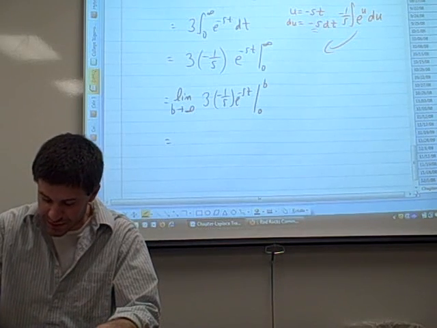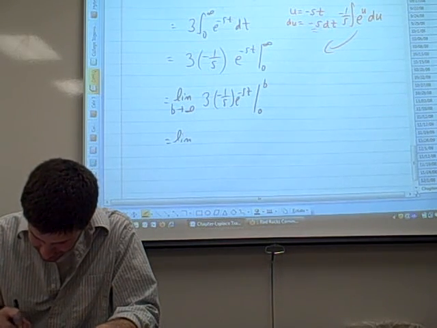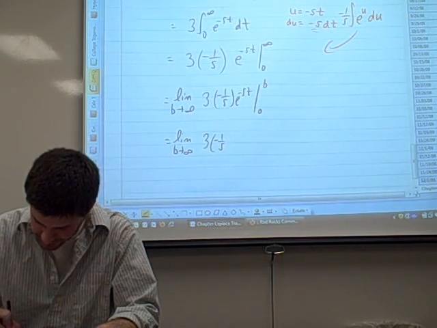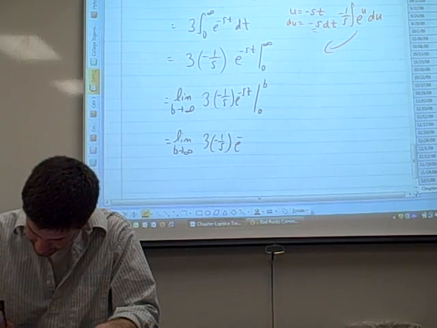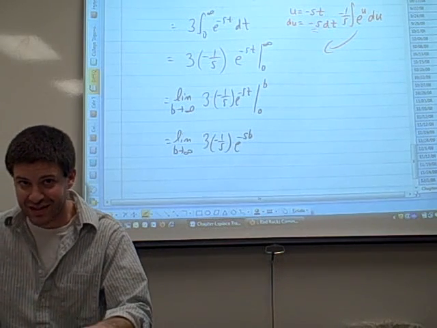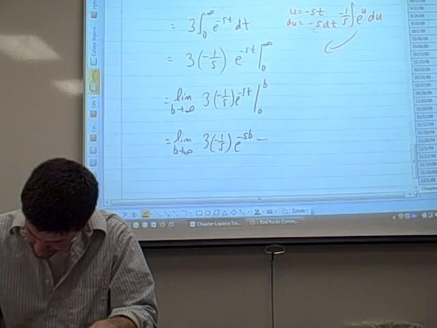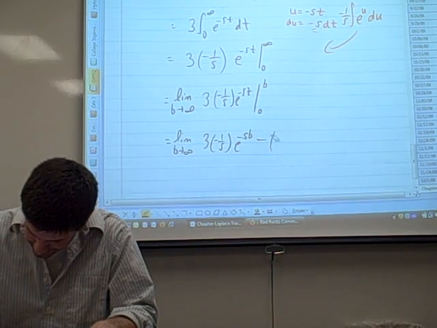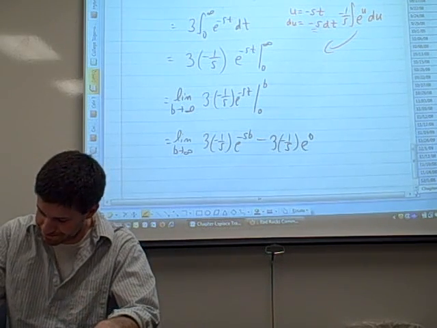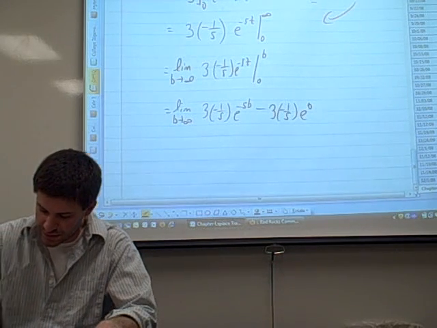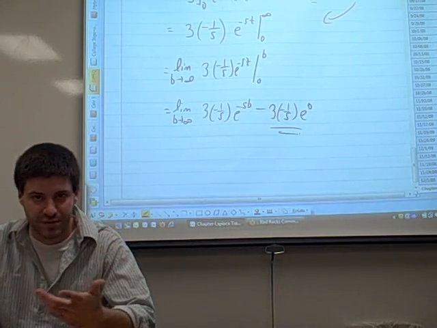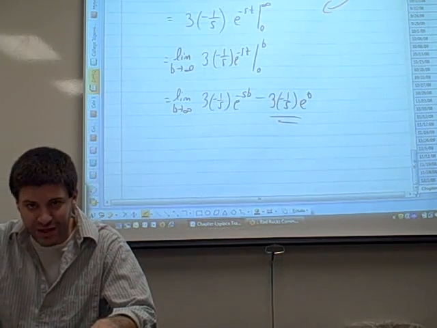Okay, so now I'm going to plug in my limits, b and 0. So limit as b goes to infinity. If I plug in b, I'm getting 3 times negative 1 over s, e to the negative sb. Again, I'm plugging that in for t because t was our variable of integration. And we have a minus 3, negative 1 over s, e to the 0. Of course, e to the 0 is 1. Okay, so this term over here, we're pretty good with. It's just going to turn out to be 3 over s, negative times a negative. The term with the limit in it is also not too bad.